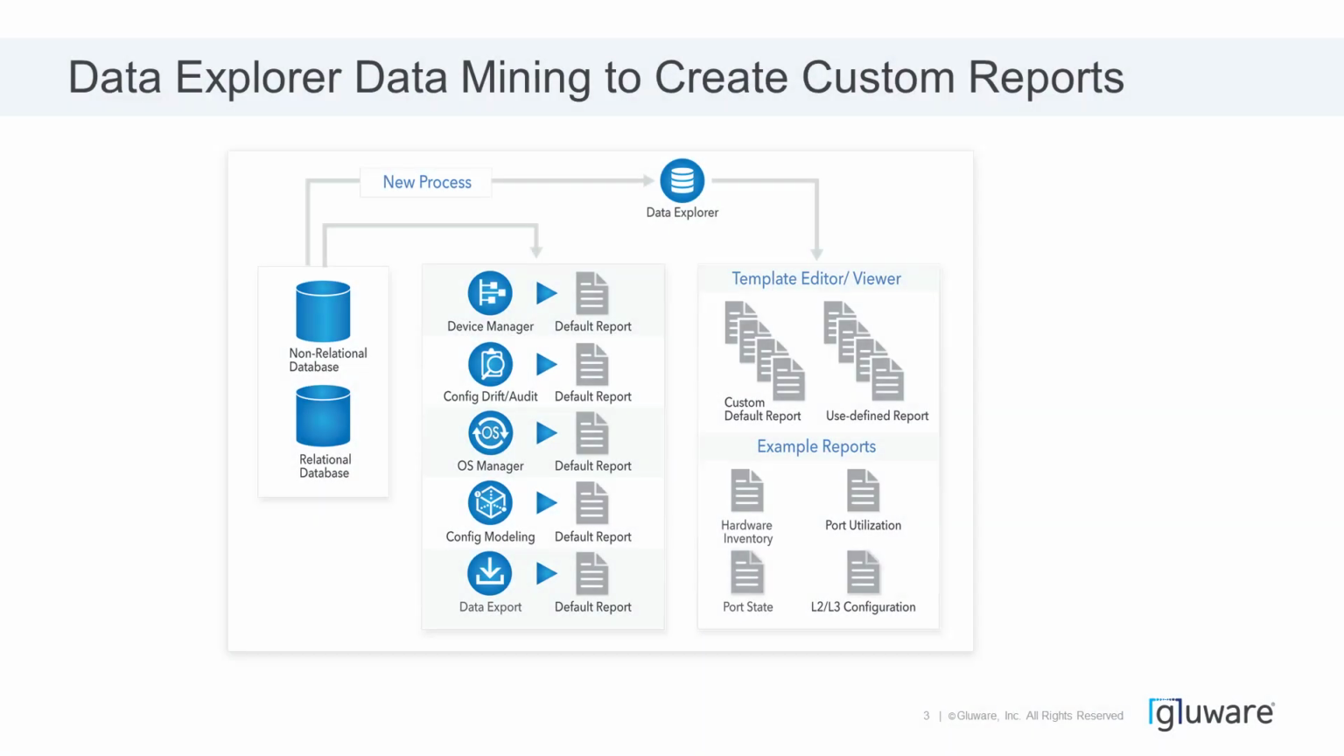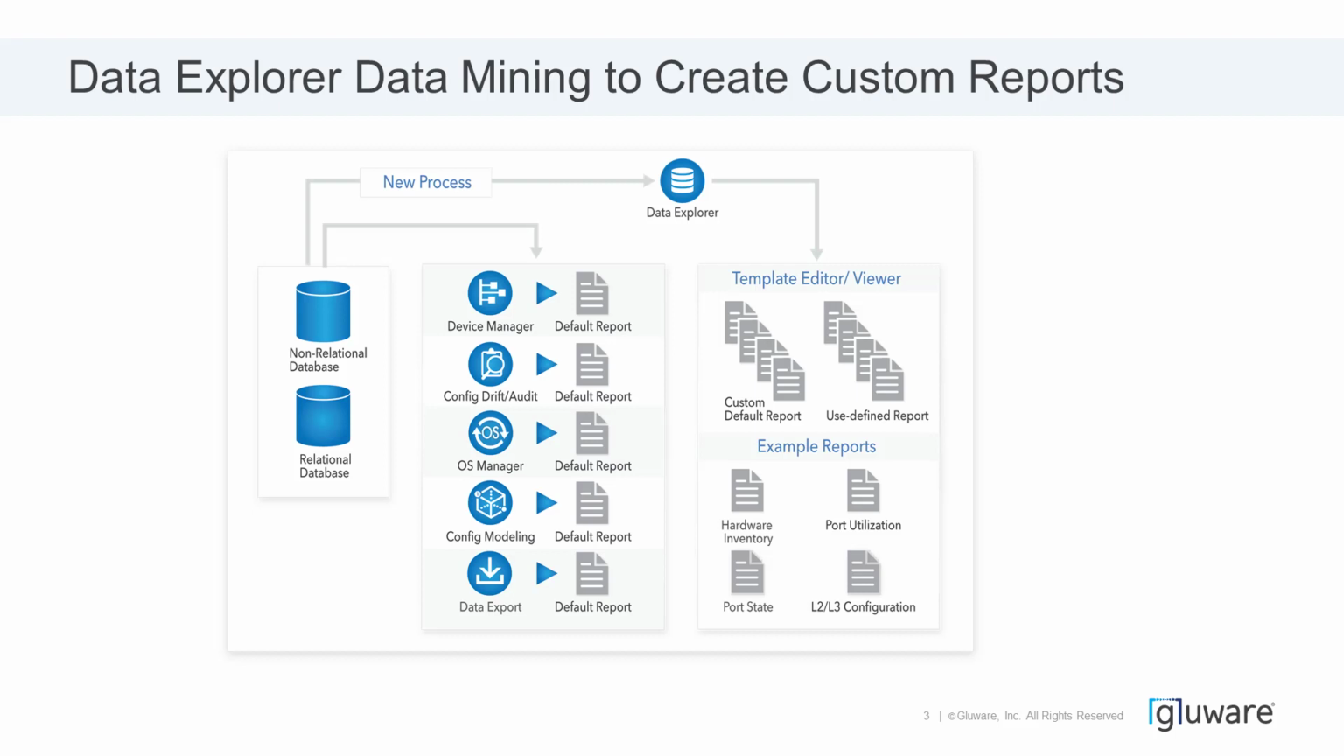So we put together this image to help visualize what is available now with the new Data Explorer app. So let's start with, traditionally when you use Gluware, you would navigate into an application like Device Manager or Config Drift and Audit. You would perform an inventory or a drift or an audit, and then you would have your results, and Device Manager, the underlying Device Explorer, would populate with all the results that occur.